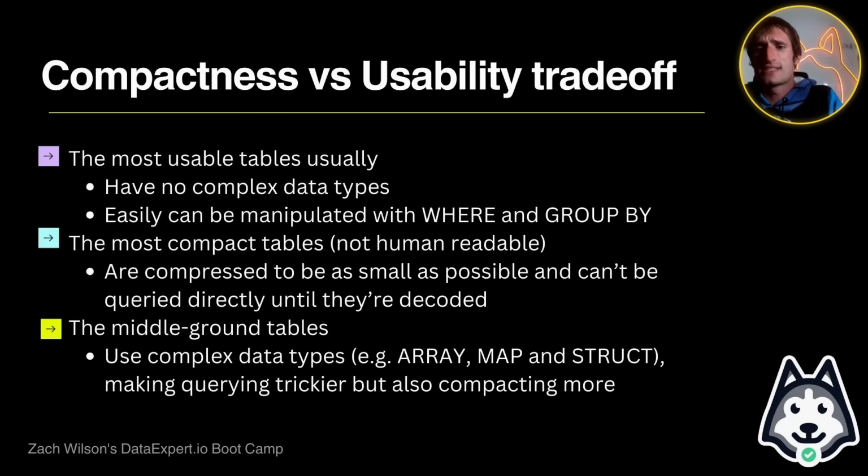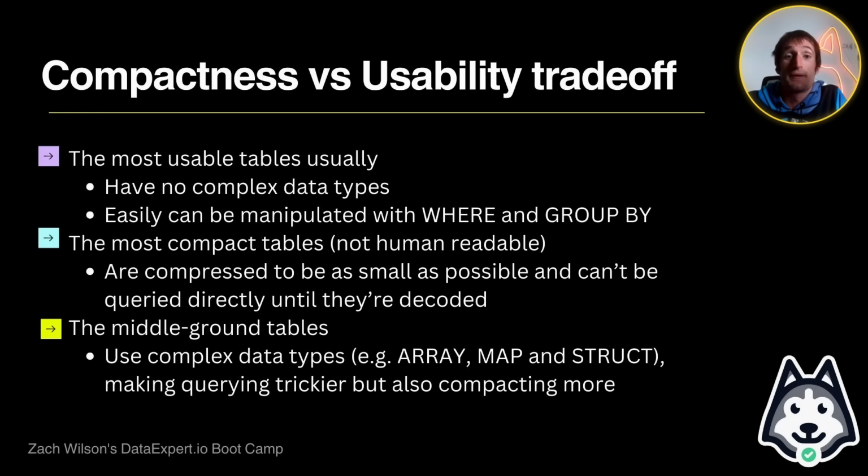But in this case, the most usable tables have string, int, decimal, boolean. That's it. You don't get anything else. No array, no map, no struct. You just get your primitive data types. Maybe an enum, and enum is right on the edge, right? But enums don't really exist in the data lake, so you don't have to worry about that. With these usable tables, you can do all sorts of summations and filters, and all sorts of nice, easy things with them.